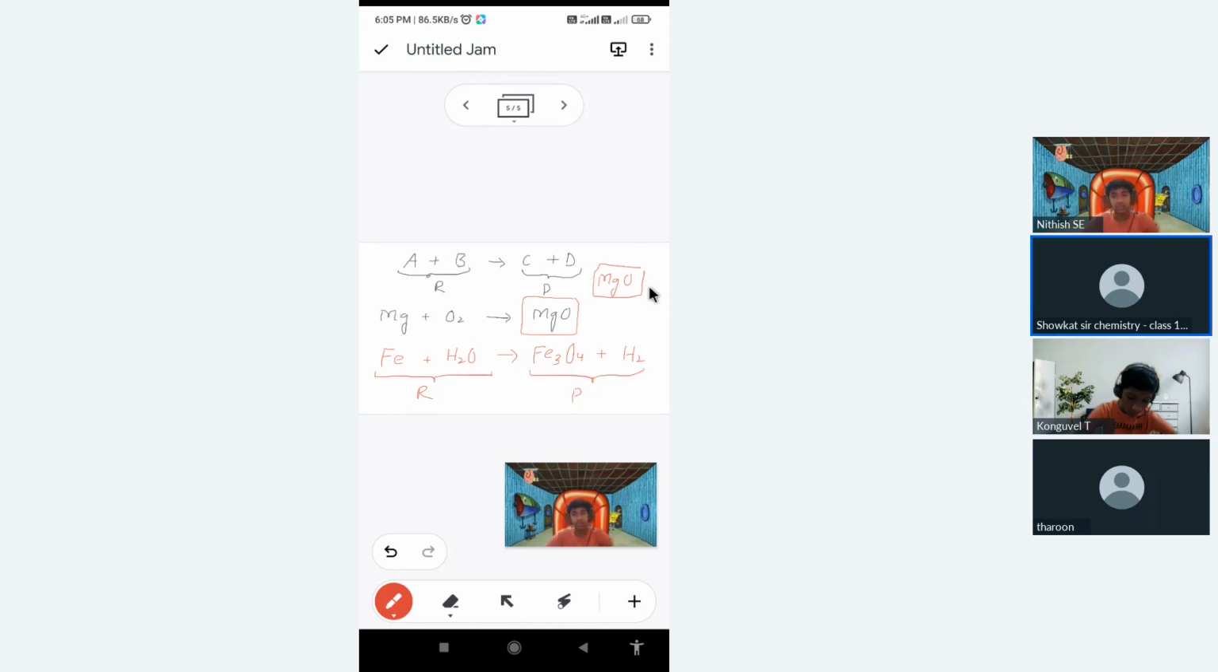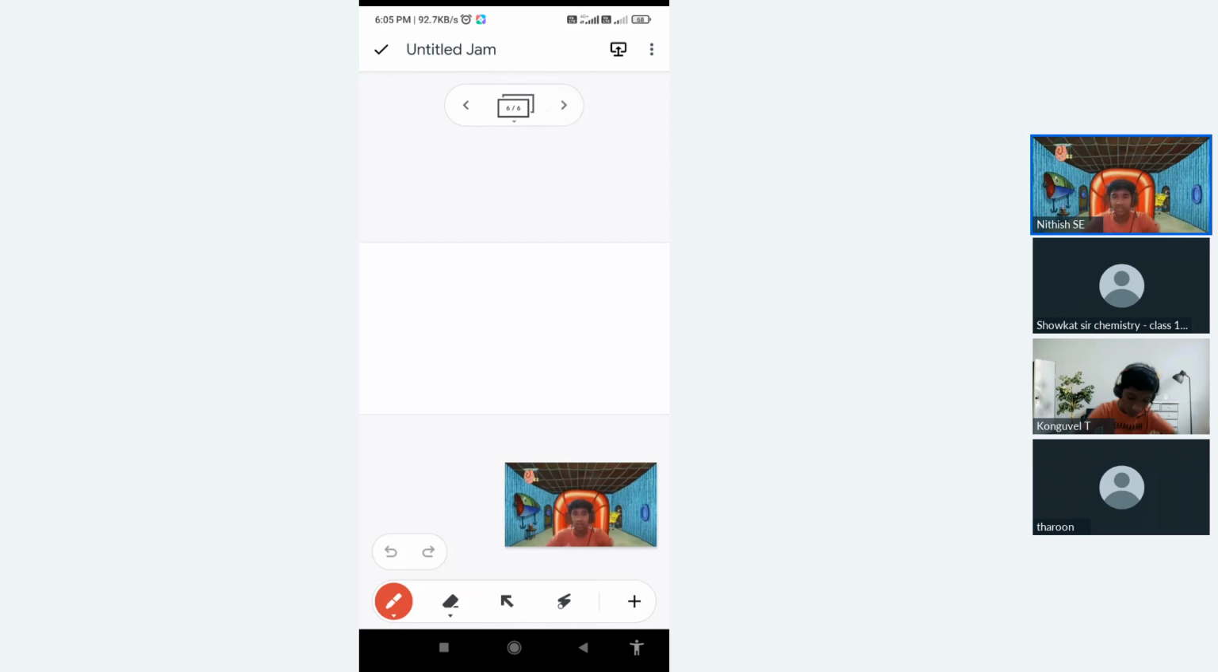Now what we have to study here is how to balance chemical equations. Chemical equations are of two types: one is the balanced chemical equation, another is the unbalanced. According to the law of conservation of mass, matter cannot be created or destroyed. An unbalanced chemical equation is one in which atoms are not balanced on both sides. Some atoms are created out of nowhere.